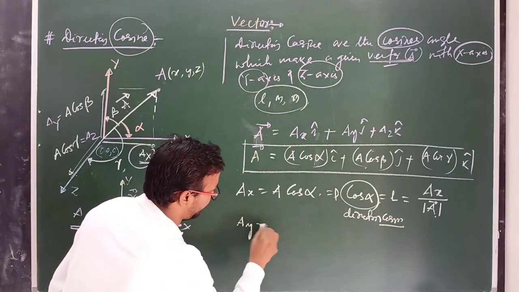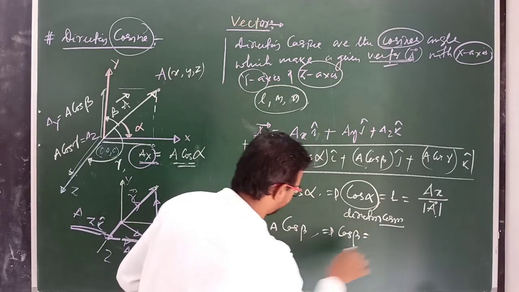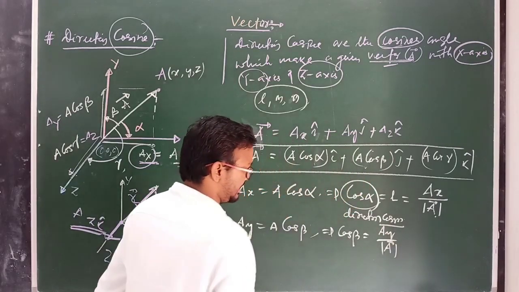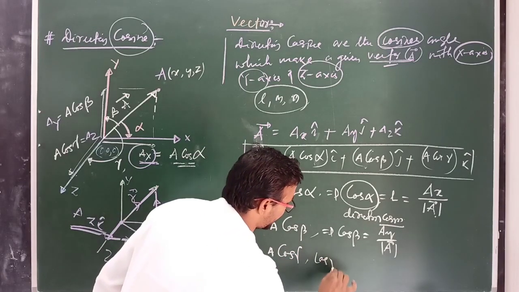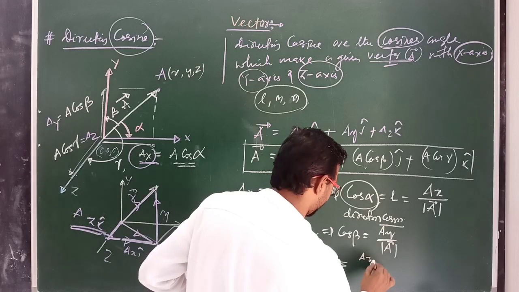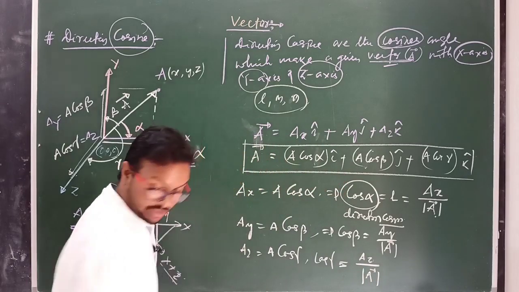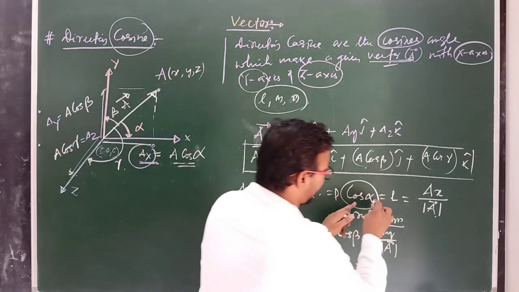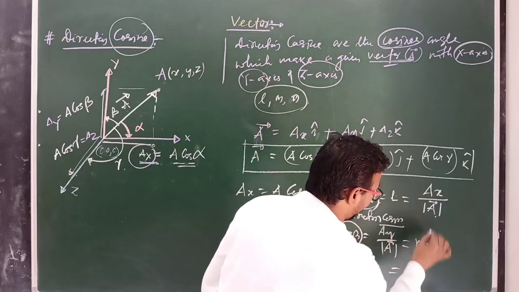Similarly, ay equals a cos beta, and what is cos beta? Cos beta equals ay divided by the magnitude a. Clear? Similarly, az equals a cos gamma, and cos gamma equals az divided by the magnitude of a, or simply a. Clear? So cos alpha equals L, cos beta equals M, and cos gamma equals N: L, M, N.